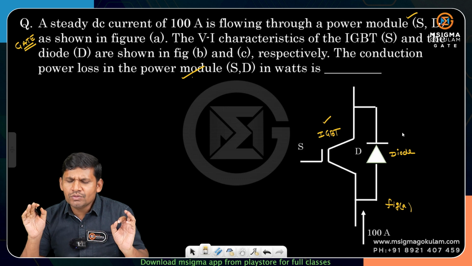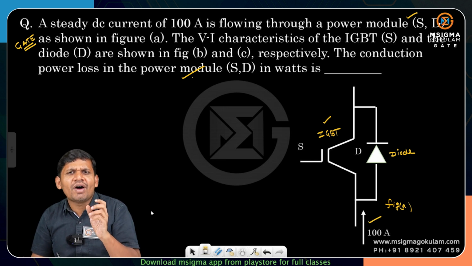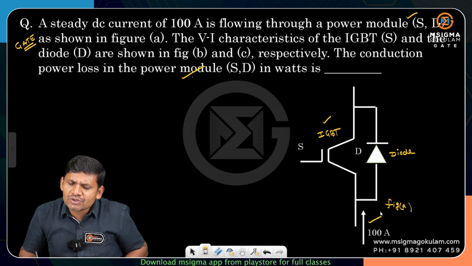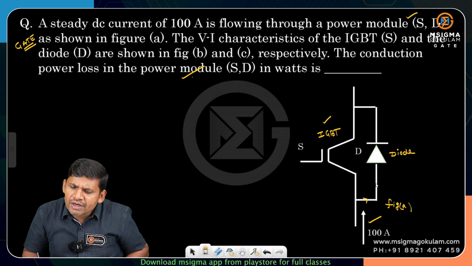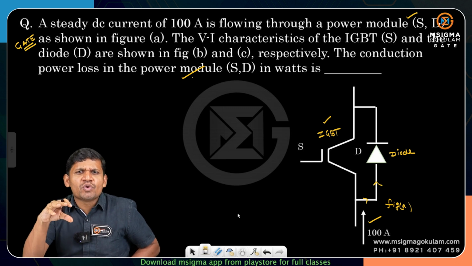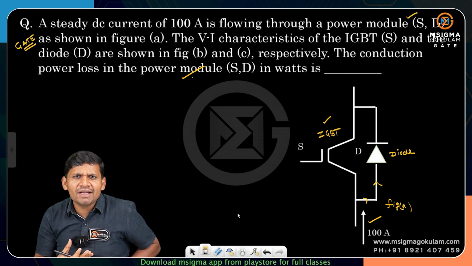No other alternative. See the current direction. The given input current is a constant current of 100 amperes. According to the given current direction, which device will conduct, friends? With this current direction, the diode is conducting. If the diode is conducting, conduction losses exist only in that device. The device which is conducting, only in that device do conduction losses take place.